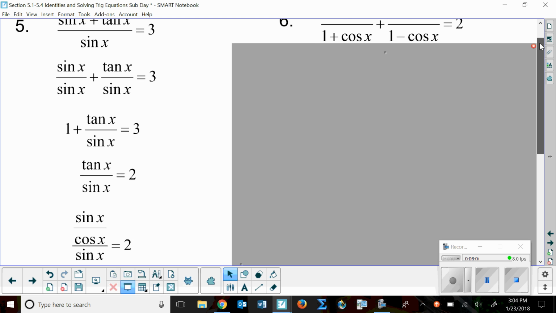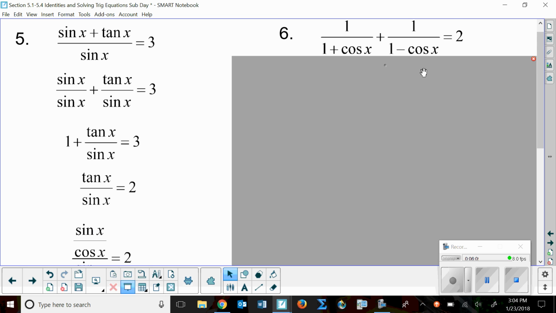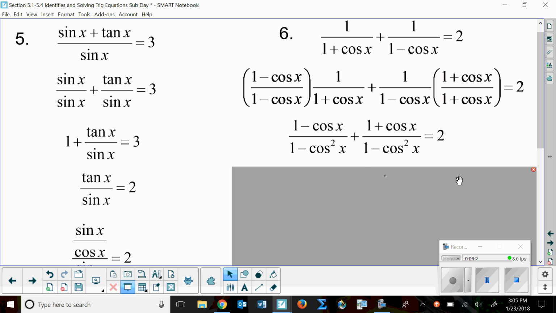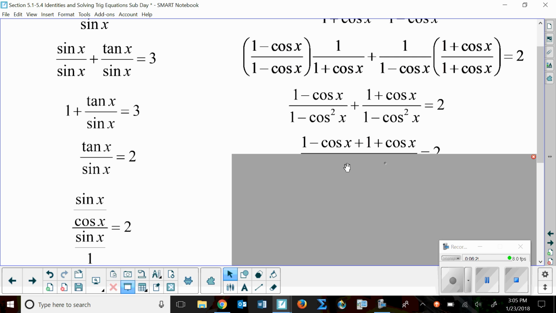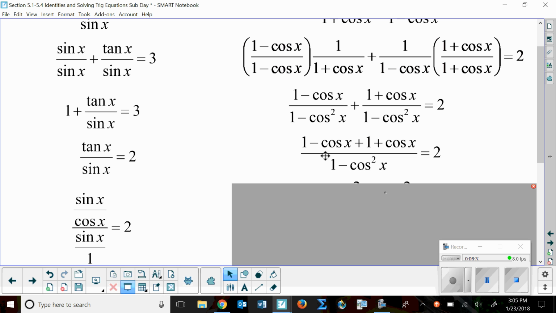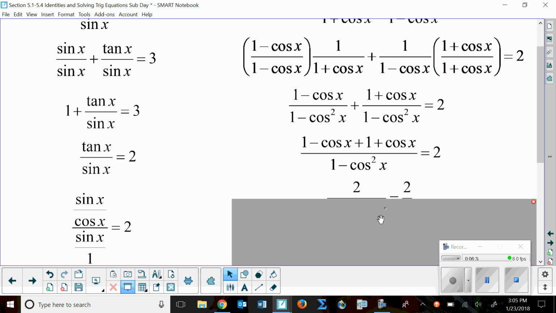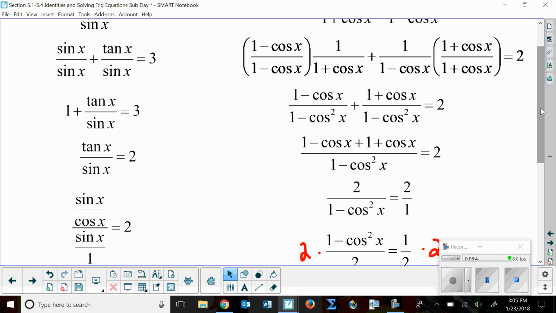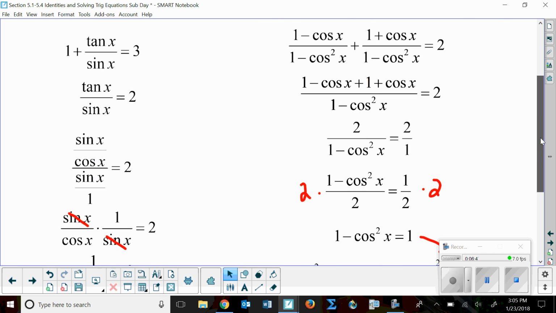And the last one, this was quite a bit of work on here. I see two fractions that are being added. In order to do that, I needed to get a common denominator: 1 minus cosine x over 1 minus cosine x, and 1 plus cosine x over 1 plus cosine x. When I do that, my numerator is 1 minus cosine x over 1 minus cosine squared x, and 1 plus cosine x over 1 minus cosine squared x. When I combine my fractions, my numerator becomes this, and I can see I have a negative cosine x plus a cosine x, which just adds up to be 0. So I'm just left with 1 plus 1 in the top, which is 2, over 1 minus cosine squared x.